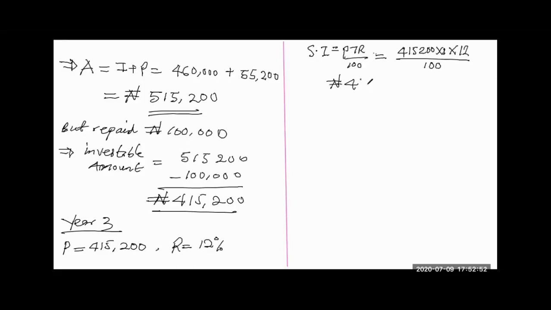Somebody confirm this. We get 49,824 naira. Okay, so that's what we end up getting. All right, so this is their interest in the third year.